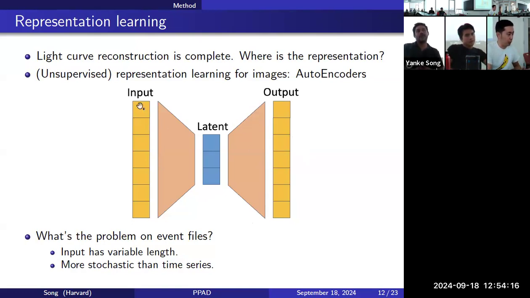There's two problems. First, the input, if it's an event file, has different length. So it's less steady or less stable. But people will say, well, I have RNNs for those, right?